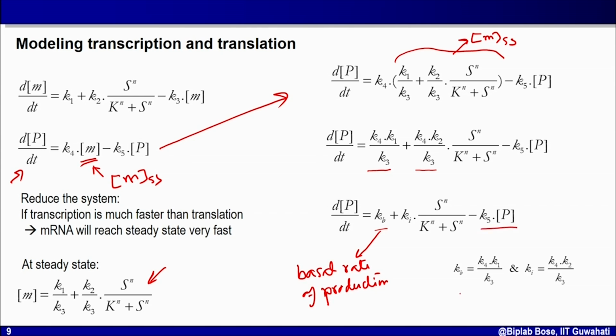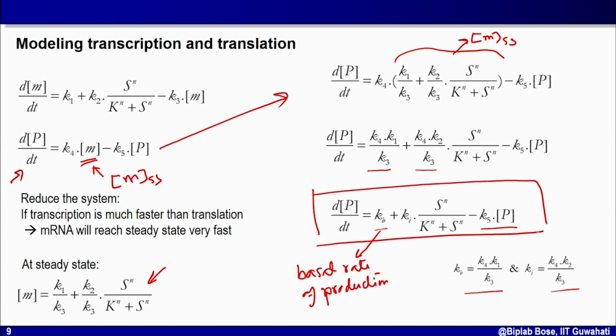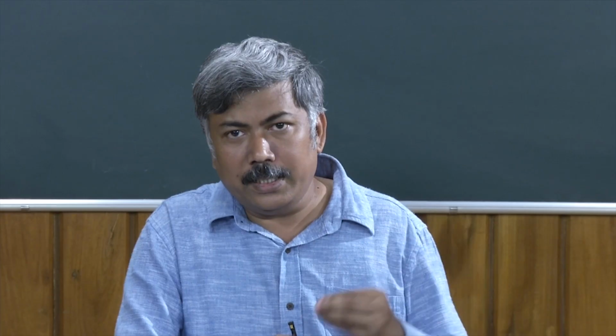I have spelled out here, Kb equals K4 into K1 divided by K3, whereas Ki is K4 into K2 by K3. So I have only one ODE now. This ODE will give me the dynamics of the protein when the input signal is S and the input-output relation at the transcription level has a sigmoidal behavior.